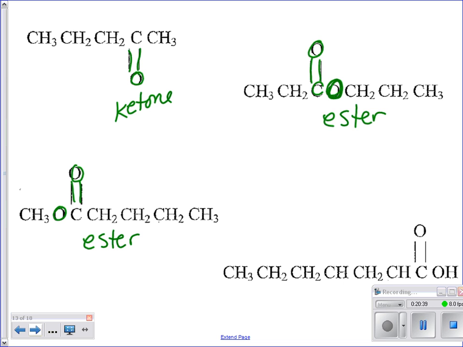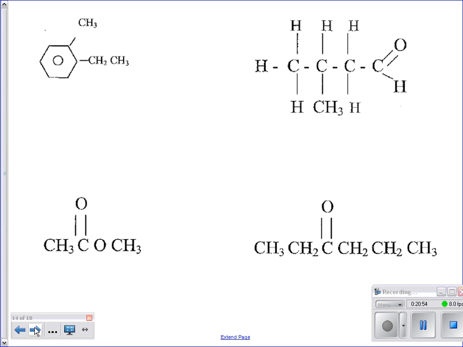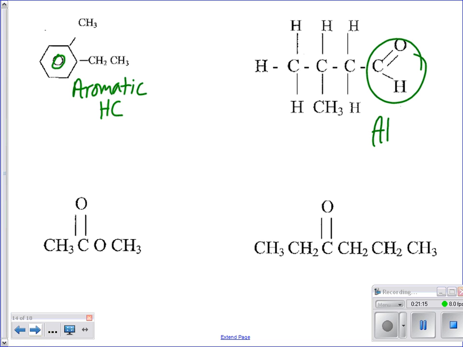Now in this one right here, double bonded oxygen on a terminal carbon, but we've also got a hydroxyl group, so that has got to be a carboxylic acid. Okay, remember that there's different ways to show aromatic hydrocarbons. This just happens to be a different way of showing that double and single bond with our 6 carbons. And again, that's going to be aromatic hydrocarbon. Over here, double bonded oxygen on the terminal carbon. There's an aldehyde.